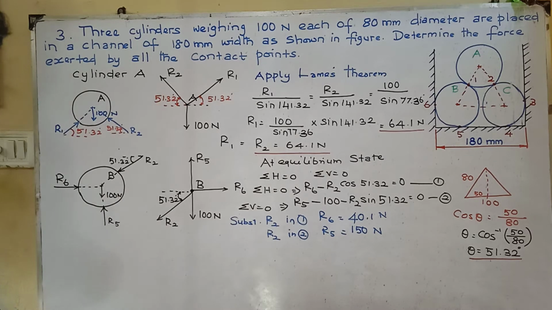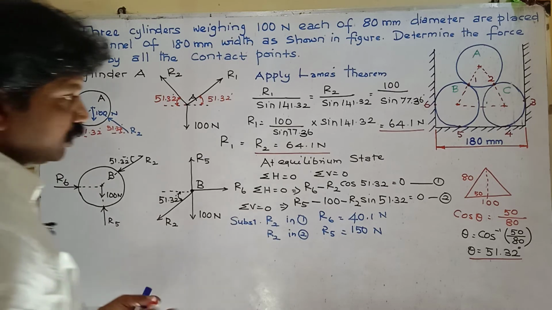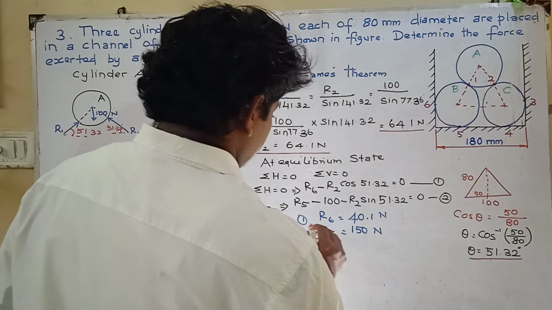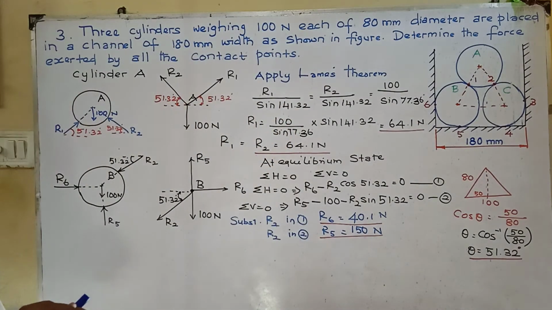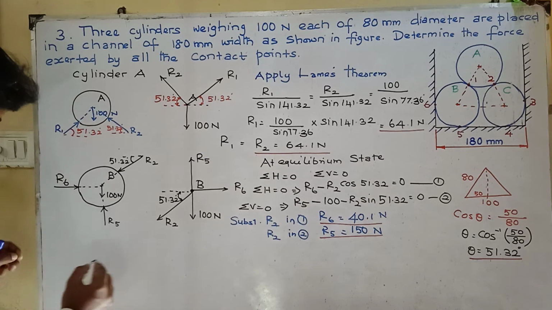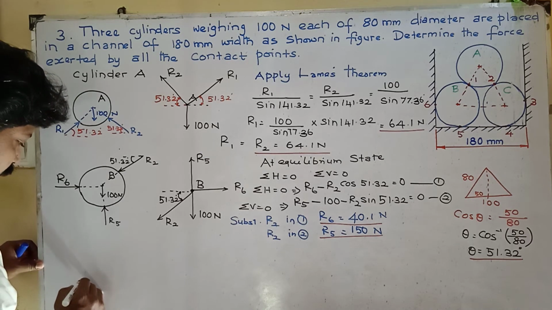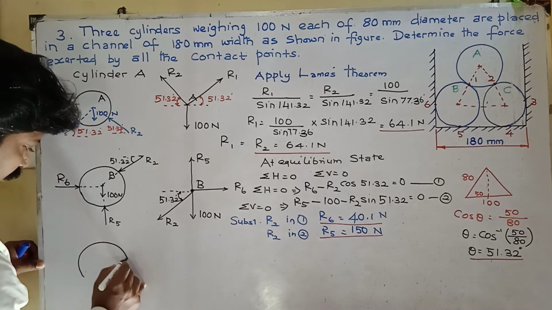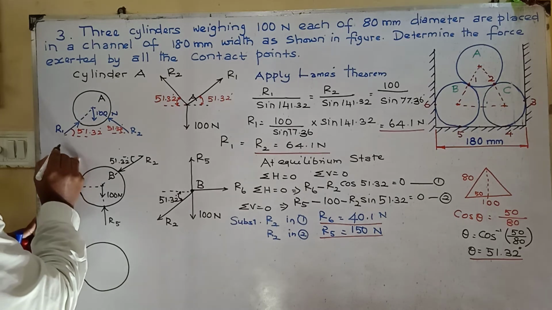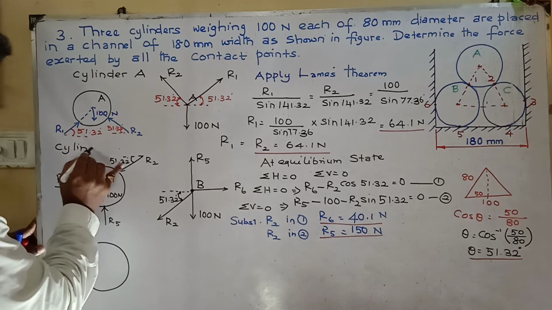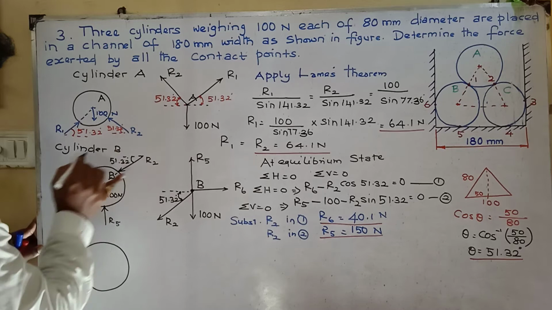Now, next, cylinder C. Draw the free body diagram of cylinder C. So R6 equal to 40.1, R5 equal to 150 Newton. Now draw the free body diagram of cylinder C. Cylinder A, this one cylinder B, cylinder C.